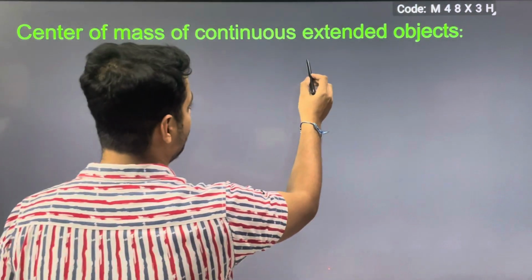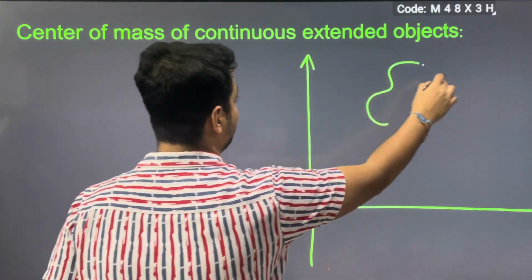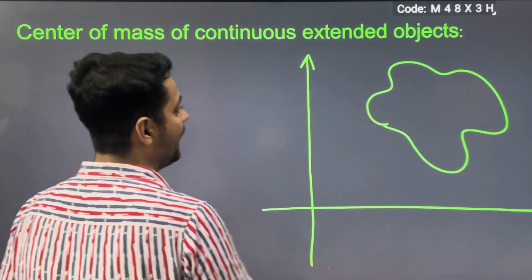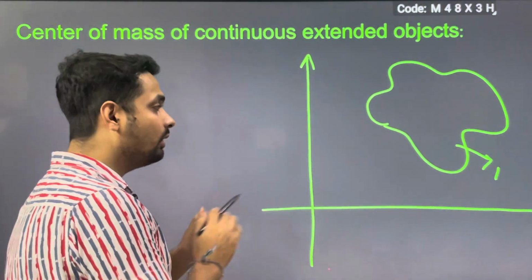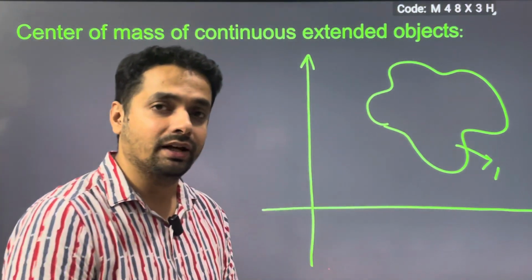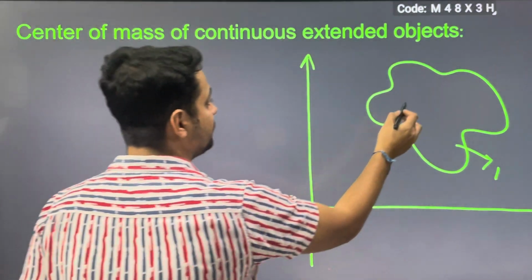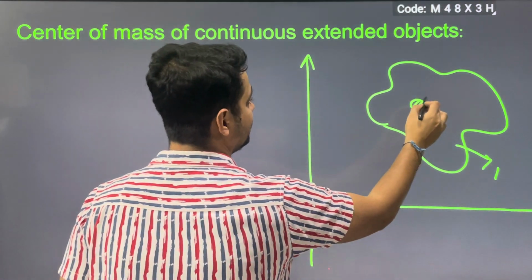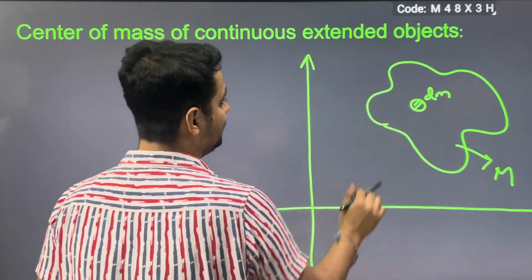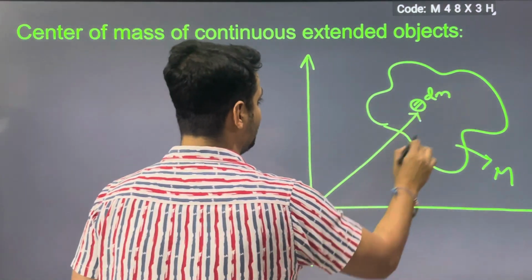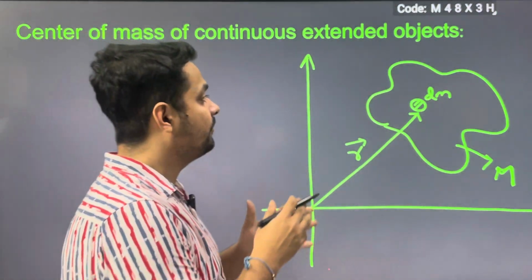So here I will draw one extended body. Let me take an arbitrarily shaped extended body, and its total mass is M. First I will take an elemental part. Elemental means a small part of this whole body, and I will find its position vector. So here I will take dm. Total mass is M and a small part of it is dm. Its position vector, let's consider it is r vector.